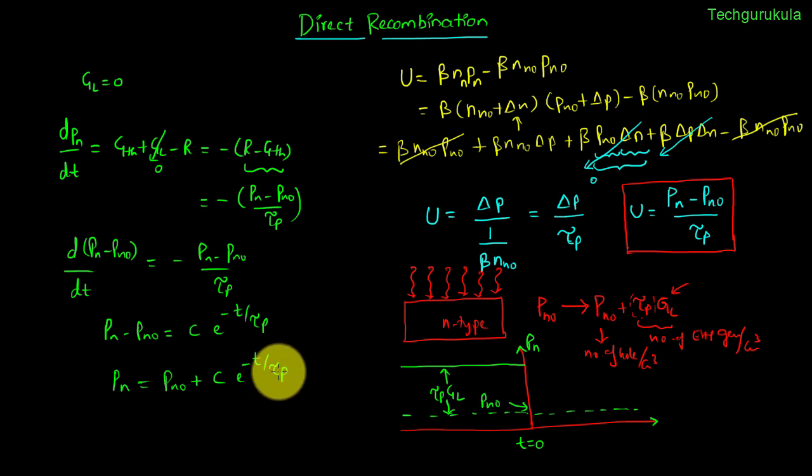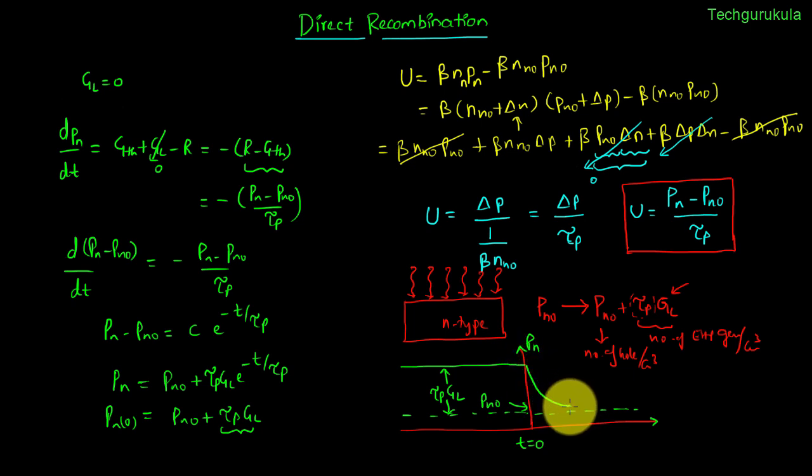At t is equal to 0, we know that Pn of 0 is equal to Pn naught plus tau P times GL. This is the excess carrier concentration created because of light. So we can rewrite this expression by finding the constant c: Pn as Pn naught plus tau P GL times e power minus t by tau P. So it means as time is increasing, the concentration here would exponentially decay, and as time tends to a high value, the concentration would reach thermal equilibrium concentration.